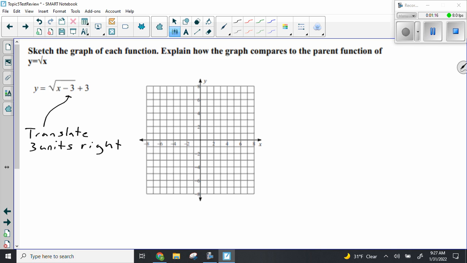We also know that this part right here is a vertical translation, right? And what does this do? It shifts it vertically, and it's going to translate it 3 units up because it's positive.